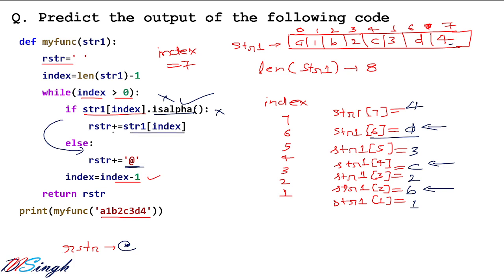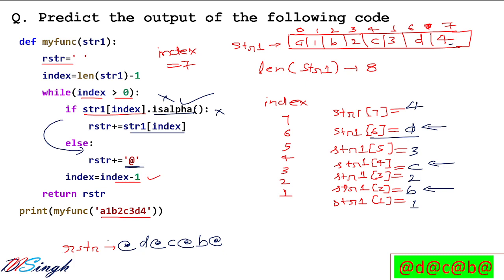At 6, isalpha is true, and the value at that index is concatenated to rstr. So what is that value? d. Again, at the place of 3, at the rate, and c will be concatenated as it is. At the place of 2, at the rate, and b will be concatenated as it is. At the place of 1, at the rate, and after that this becomes 0. So I hope this is the output. Let us check the output. This is the output you get after this function executed fully.